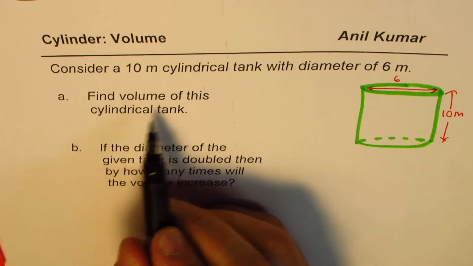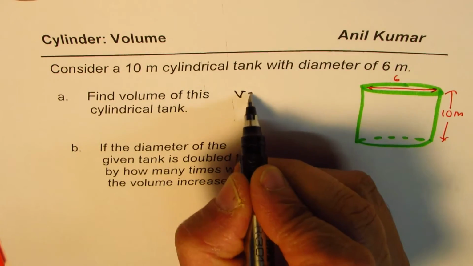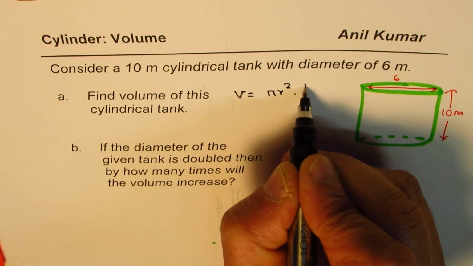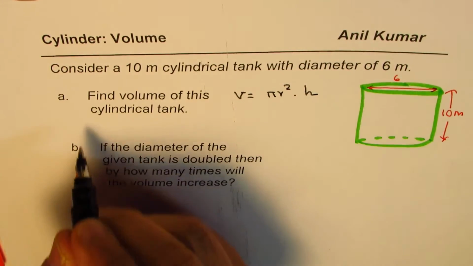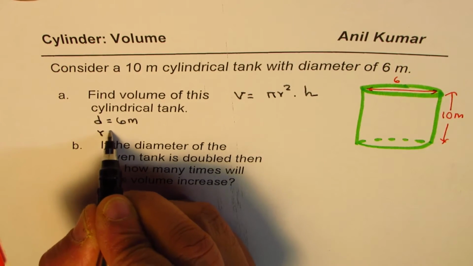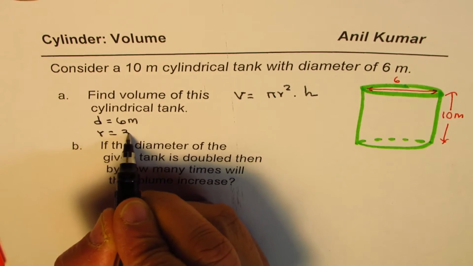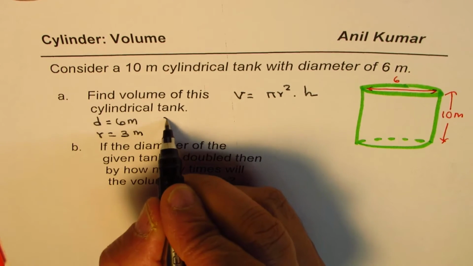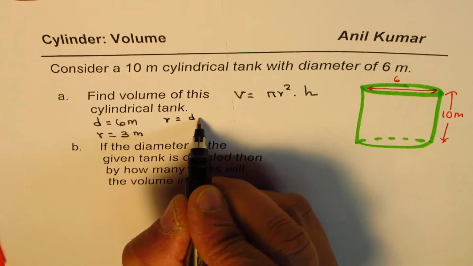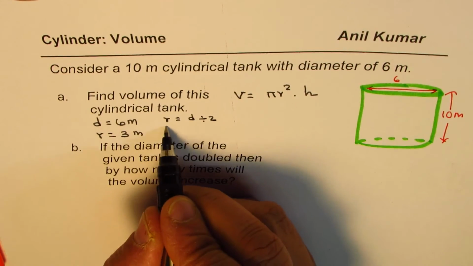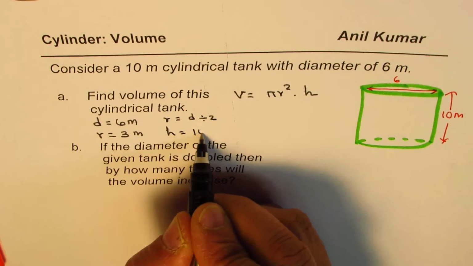So let's first calculate the volume of this cylinder. The volume is area of the base, which is pi r square times height. We are given the diameter of 6 meters. So what is the radius? Radius is half of diameter. R is diameter divided by 2, which is 3 meters. So we know R, and height is given to us as 10 meters.